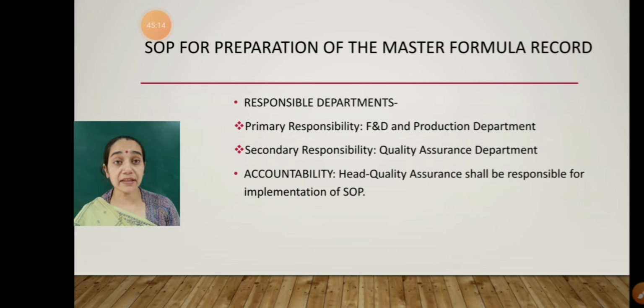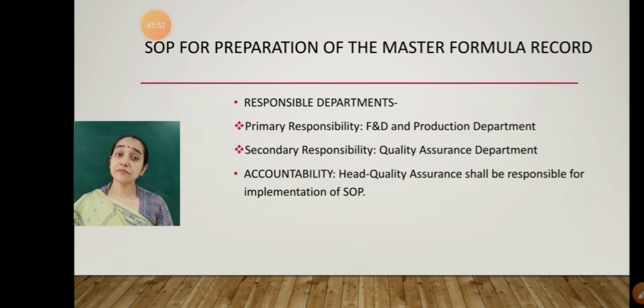Who is going to prepare these SOPs? Who has the responsibility for these SOPs? These will be prepared primarily by the formulation and development department and the production department. Formulation and development means R&D, where the research on the formulation is going on, the F&D department. And the production department has the primary responsibility to make the SOPs for each step so that they can be utilized to write the master formula record as well as to produce reproducibility in the production.